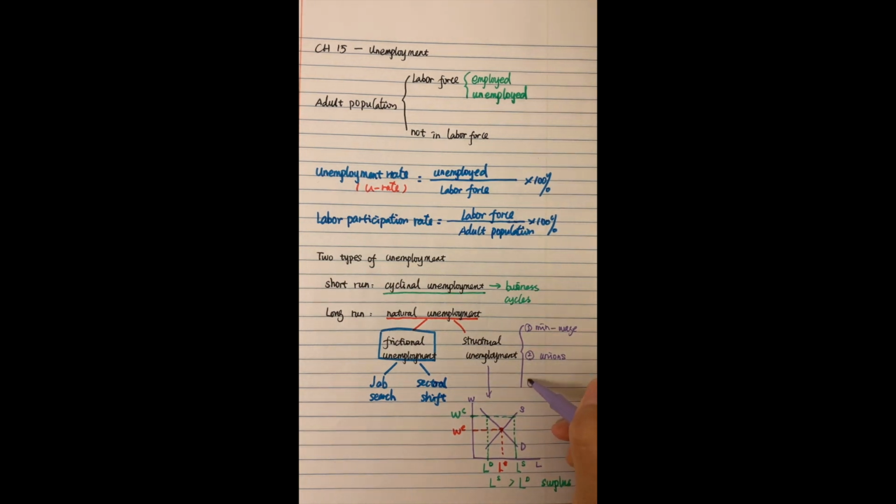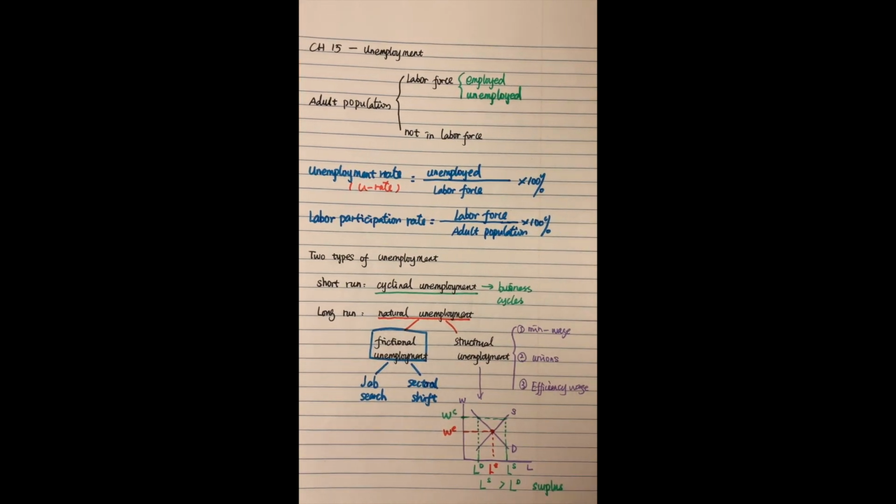And then the third reason that results in structural unemployment comes from efficiency wages. Those efficiency wages are provided by firms and corporations in order to encourage their workers to put in more effort, and also to reduce their turnover rate, right? So those are the three reasons that result in structural unemployment.